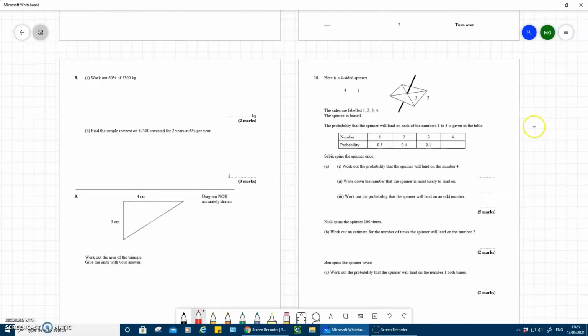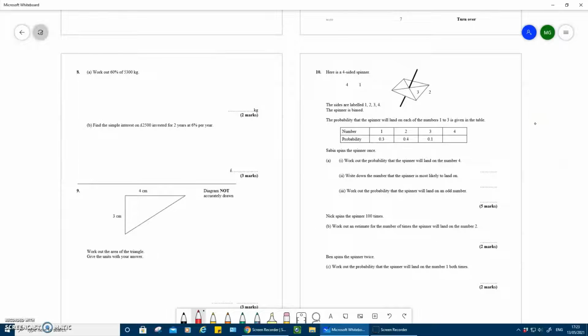Question number 8, 60% of 5,300. The idea being that 10% is going to be 530, because you divide by 10 to get 10%. And 60%, we want 6 of these. You know, so many of the questions involve a scaling up. 6 of these, 6 500s is 3,000. 6 30s is 180. 3,180 kilograms.